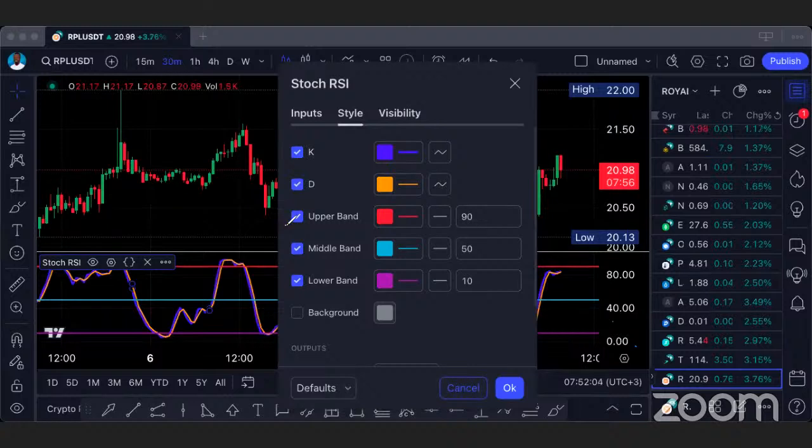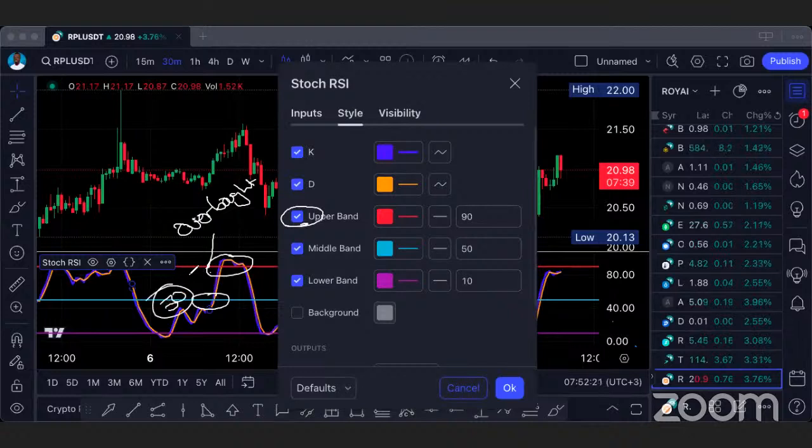Here, the upper band is this one. Once the market gets into this area, we say it has been overbought. Then we have this middle line, which is at 50. Here we could say that this indicator is halfway. So this is the middle. Now we have this lower band, which is this one. Here we say this particular coin has been oversold.